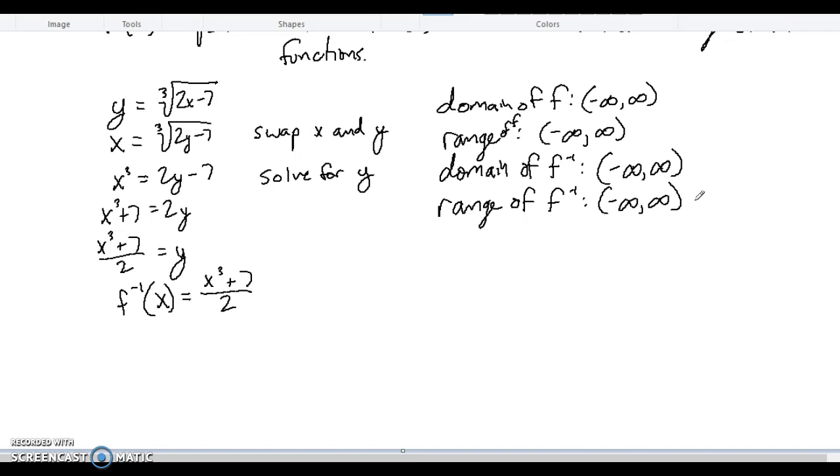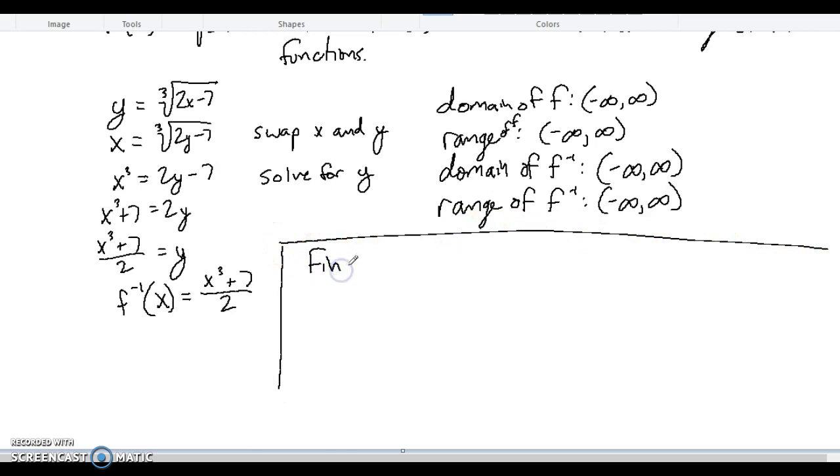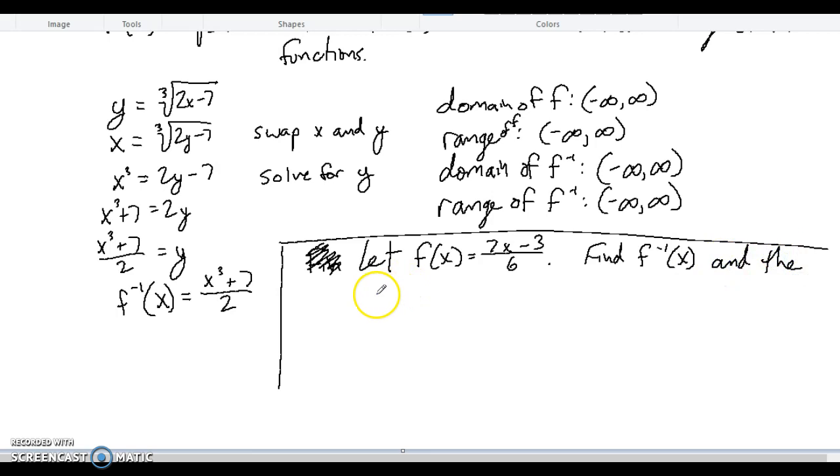And so hopefully this helps out a fair bit with inverse functions. I'm going to leave you with a problem to try. Whoops, sorry. We will let f equal 7x minus 3 over 6. Find f inverse of x and the domain and range of each function.